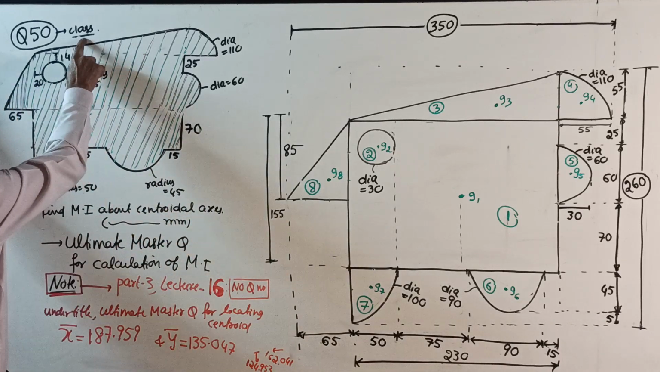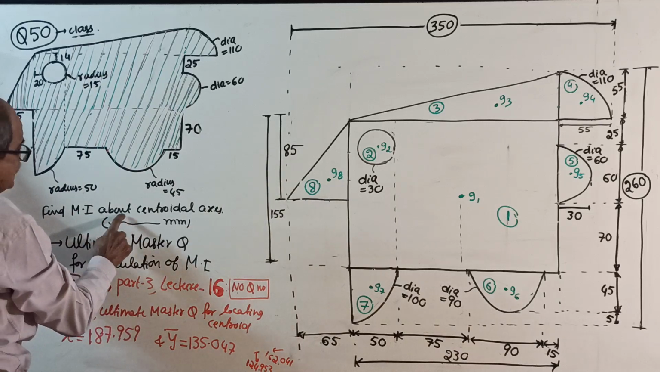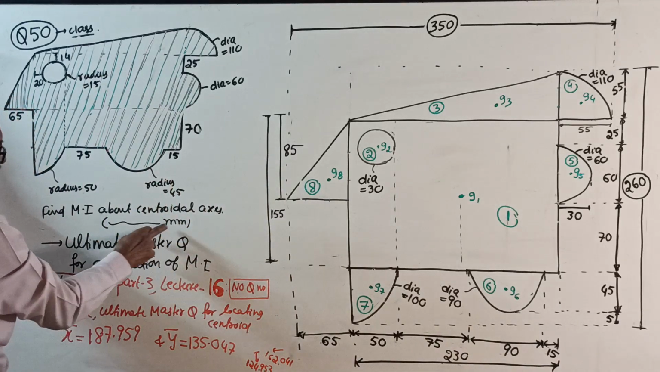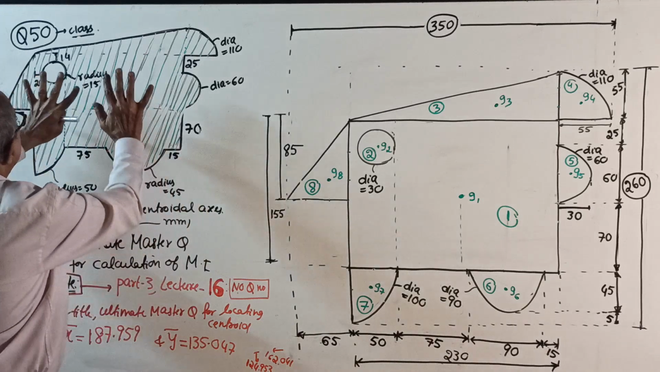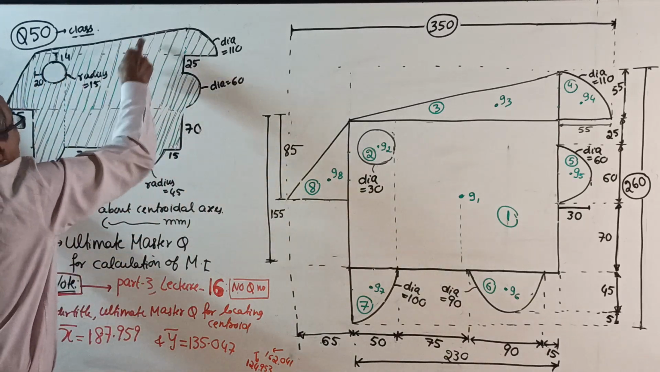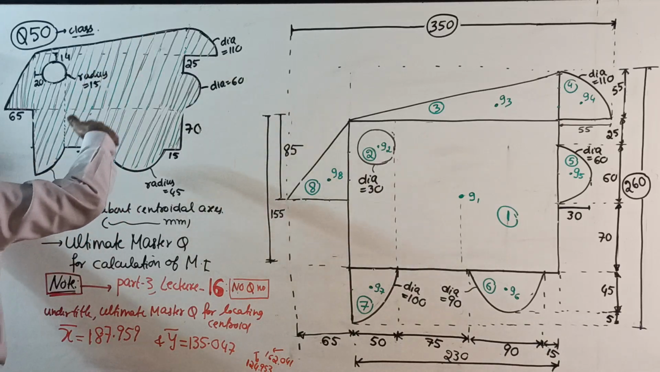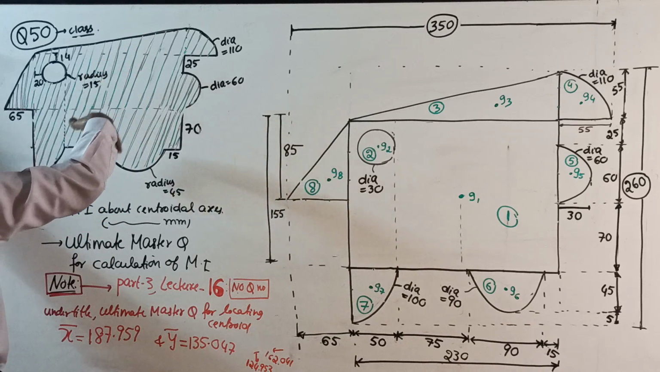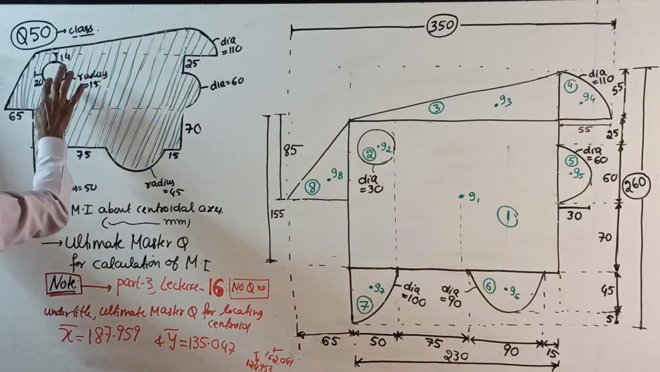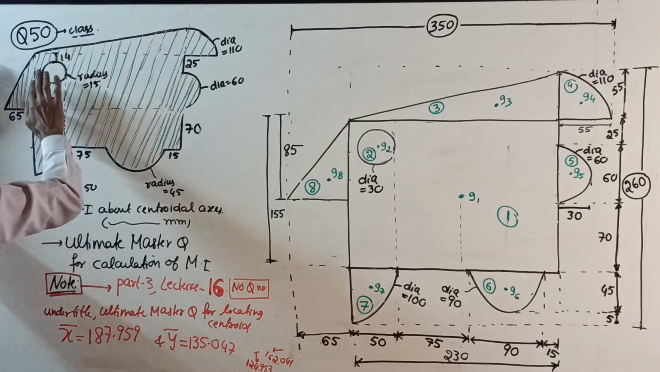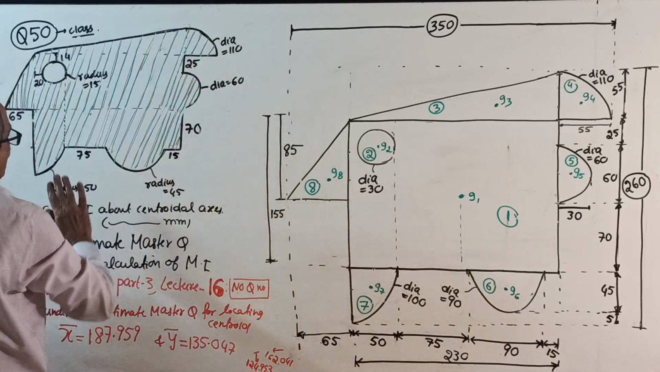Find, this class I will tell you, the moment of inertia about the centroidal axis. All dimensions in millimeter. This is the shape. See here, I first hatched it in red color. It was not visible, so I then overlapped it with green. Now it is okay. This is the cut out. We can make out this is the existing area.